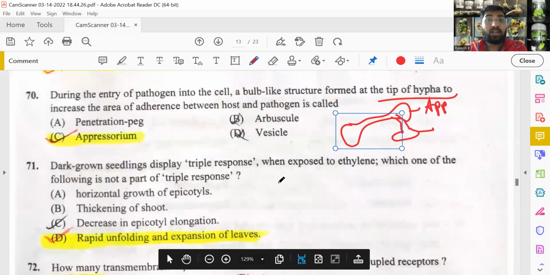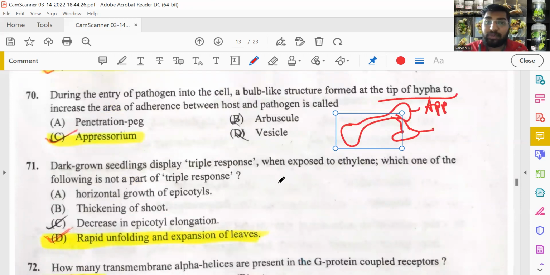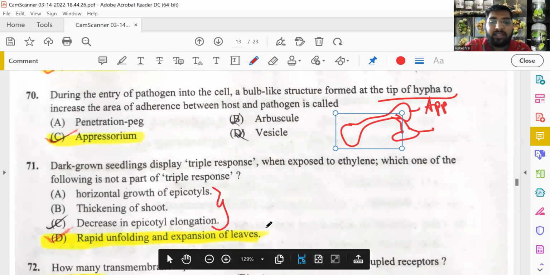Triple response. This is in hormones. In ethylene, you would have studied the triple response. What is the triple response? You will get dwarfing of the shoots, and thickening of the shoots will be there. All those three things are caused in the triple response. Only this one is not caused in the triple response, so it's not a part of it.